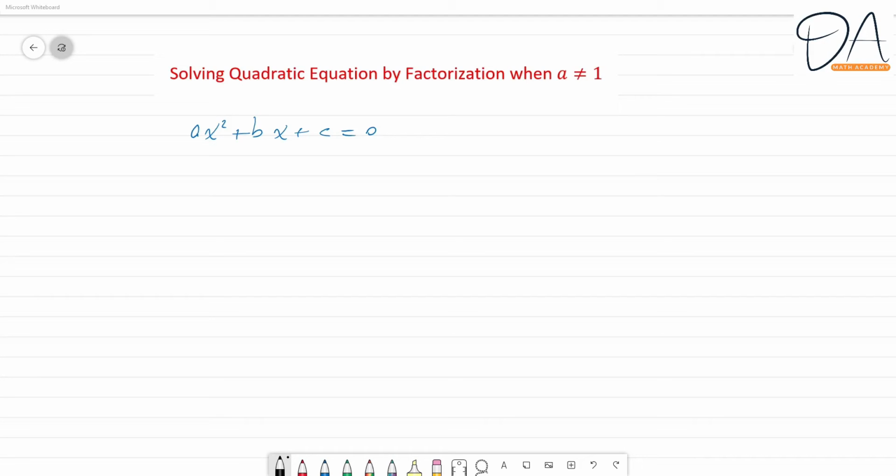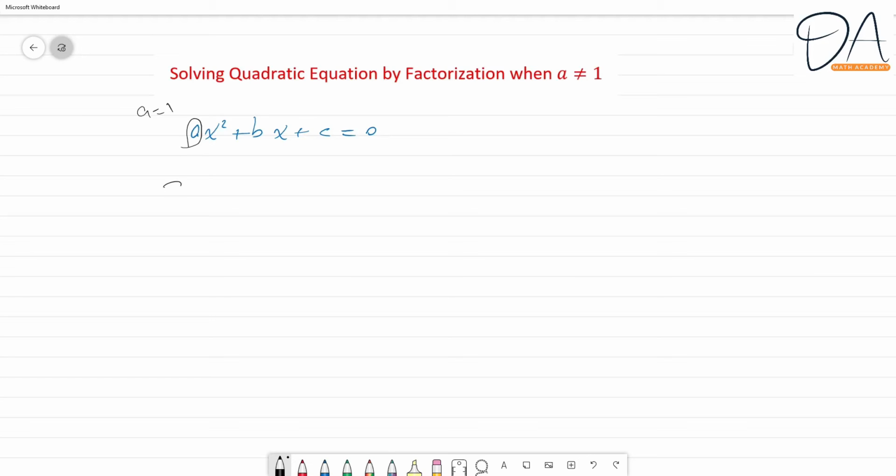In this video, we'll look at solving quadratic equations by factorization when the leading coefficient is not 1. As you know, the general form for a quadratic equation is ax squared plus bx plus c. In the previous video, we looked at the case when a is equal to 1. Now we want to consider the case when a is not equal to 1. So let's start with an example.